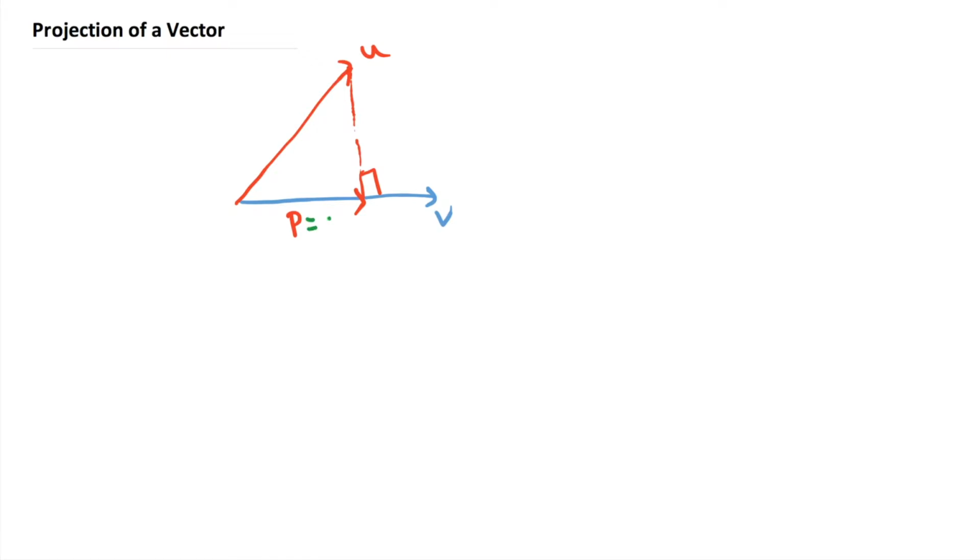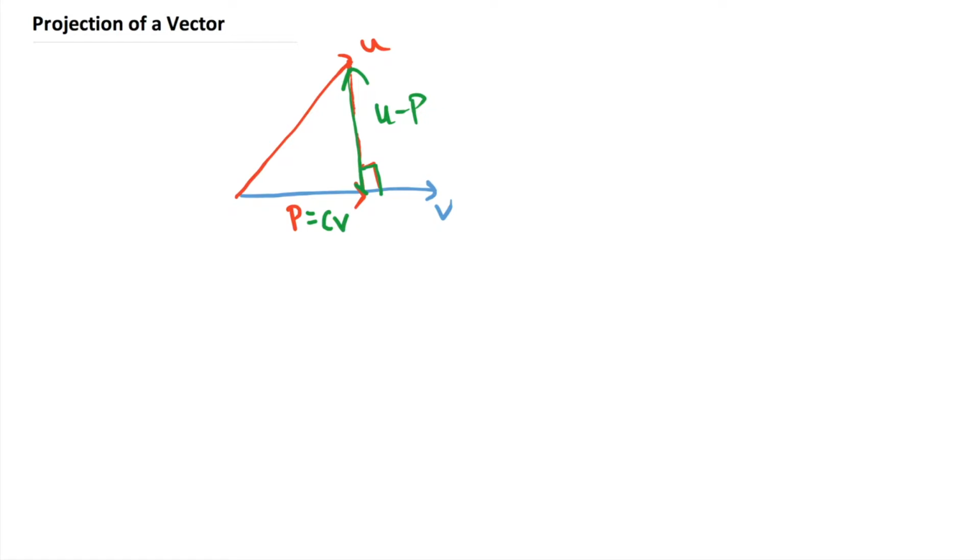Okay, so the projection of vector u onto v is this vector p, which is a scalar multiple of the vector v itself. Okay, and if this is p and this is u, then this vector becomes u minus p, right? And u minus p is perpendicular to the vector v.